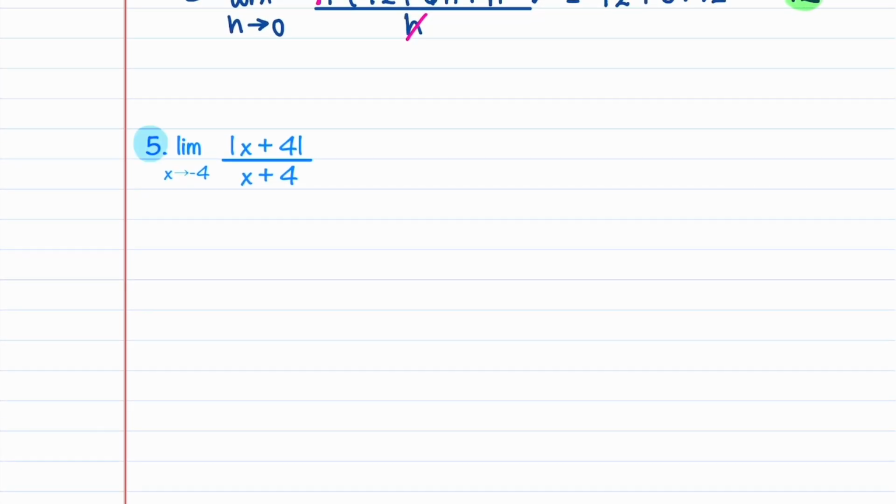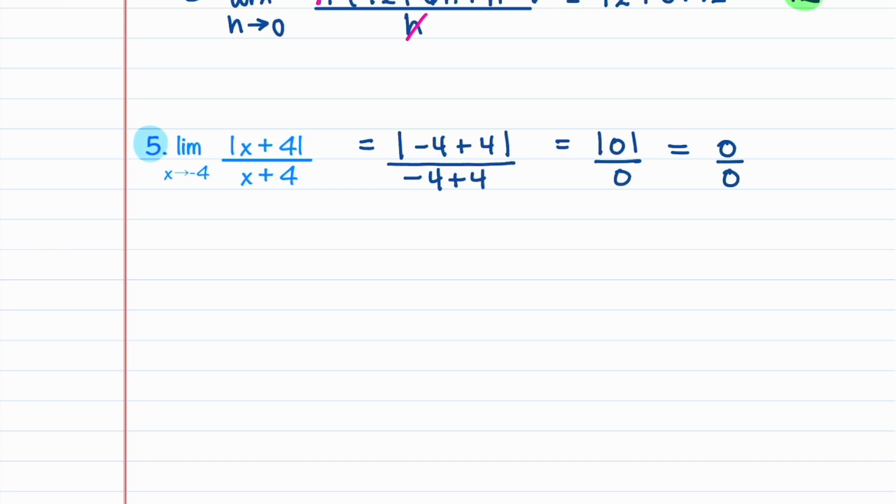Let's now look at our last limit example. This is equal to the absolute value of minus 4 plus 4, all divided by minus 4 plus 4. So this is the absolute value of 0 divided by 0, and we end up with our indeterminate form 0 divided by 0. Notice in this limit that we have an absolute value function.